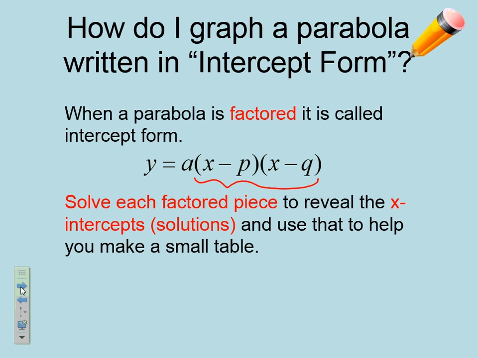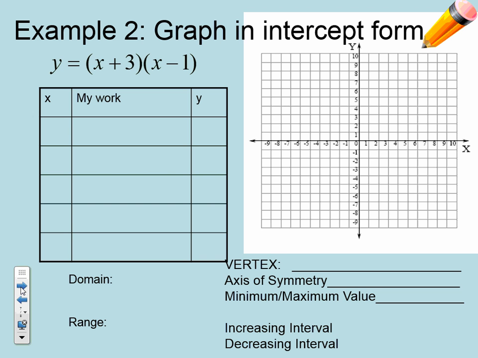So we're going to solve each factored piece to reveal the x-intercepts or the solutions, and use that to help make a small table. We're going to reveal those x-intercept points, and that's going to help us out in finishing up a small little table. Go ahead and take a minute and write that down. Let's take a look at one example like this.